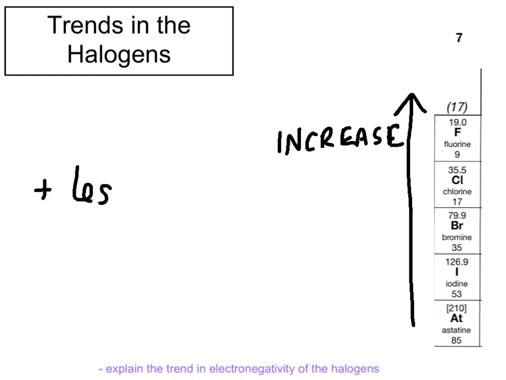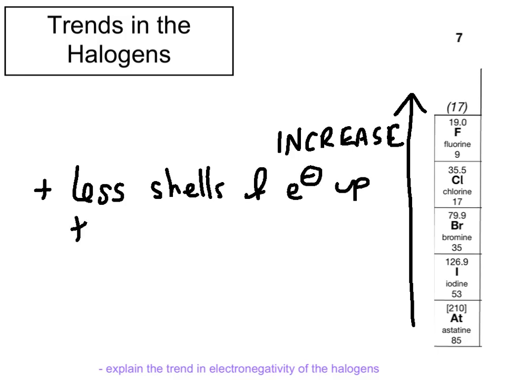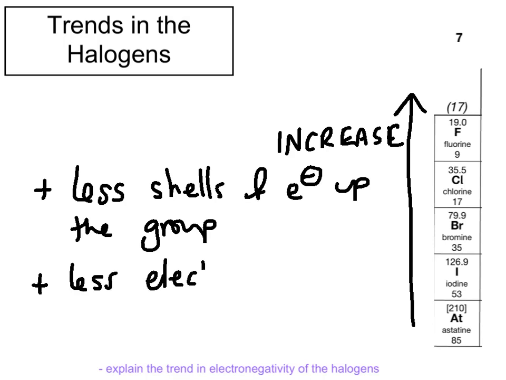of electrons up the group, and so there is less electron shielding. And so therefore a greater electronegativity.